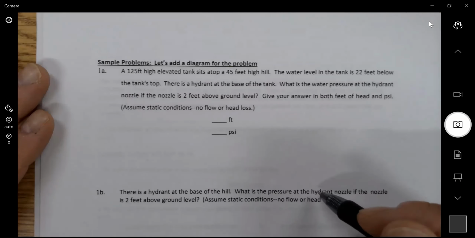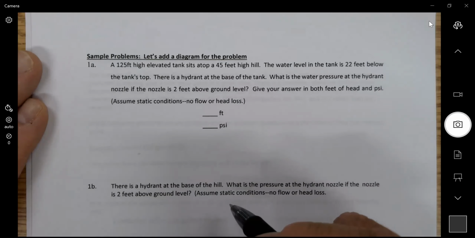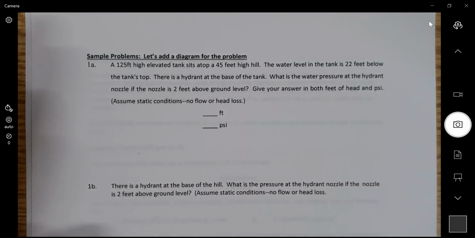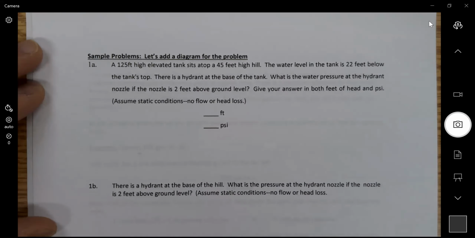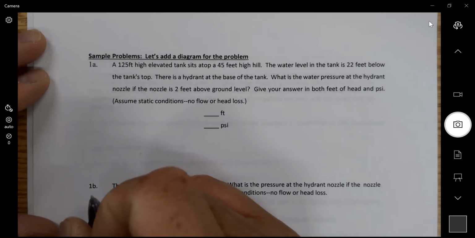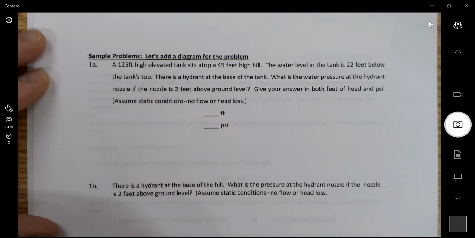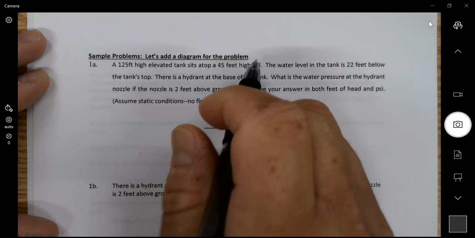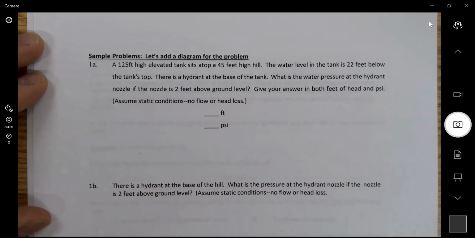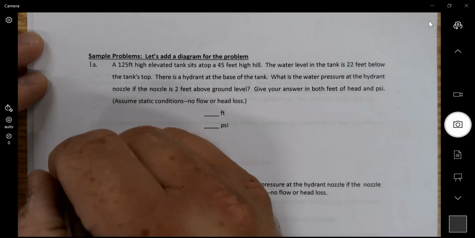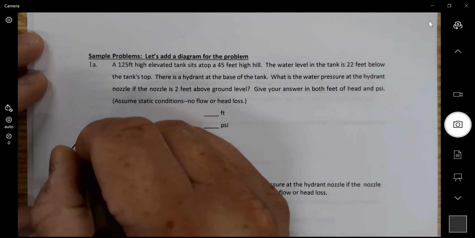All right, so I'm going to tell you, first off, these are the type of questions that you're going to see on your certification exams. You could see some that are just a one-liner. It says, a 140-foot tall storage tank is 13 feet below its top. What's the pressure at the bottom, right? But this is an all-encompassing one. So the best thing to do with this, as you see, let's add a diagram for this problem. What is best to do is to draw it out. So I'm going to draw it out.